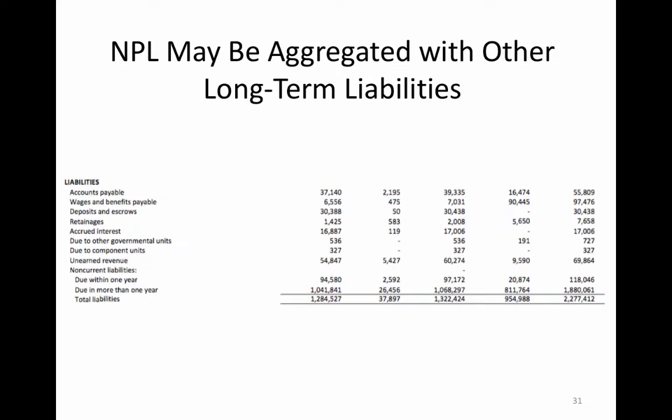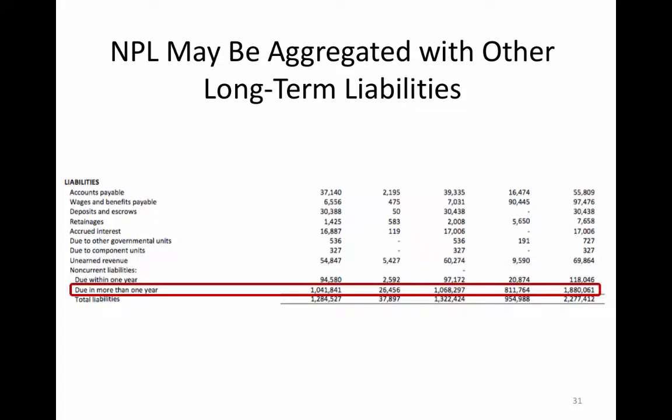They generally show them aggregated in this manner, in two lines, the portion due within a year and the portion due beyond a year. So within this line, due in more than 1 year, are all the long-term liabilities, the portion due beyond a year, plus the net pension liability and ultimately the net OPEB liability, all of which is due beyond a year. None of it is considered to be current.